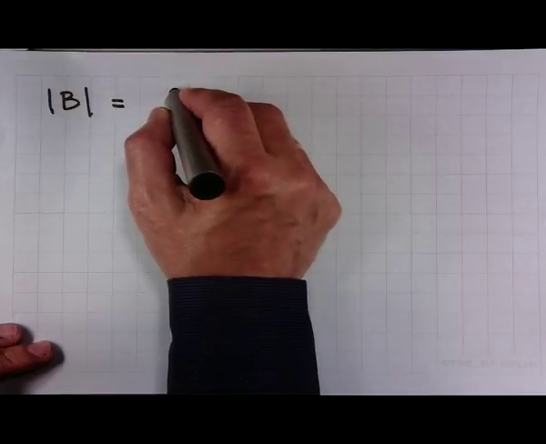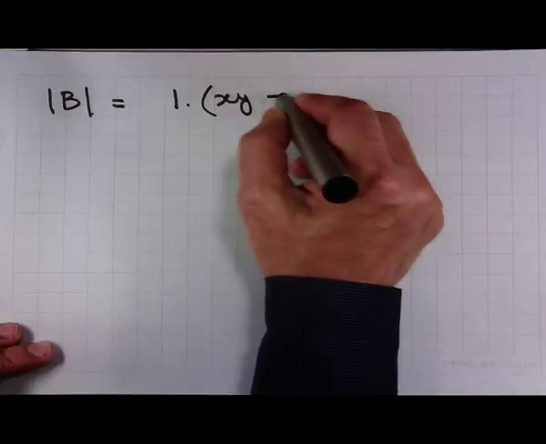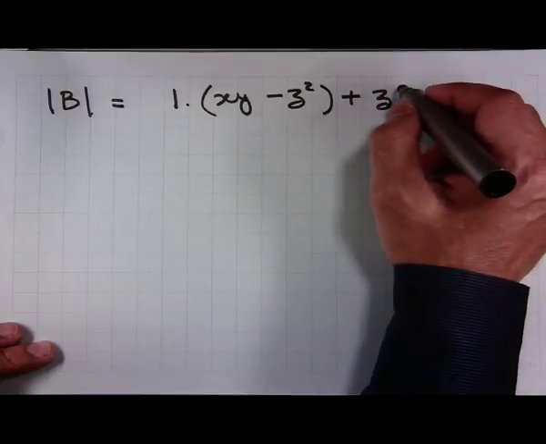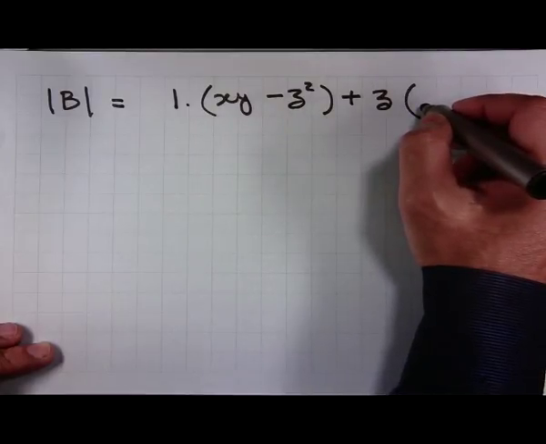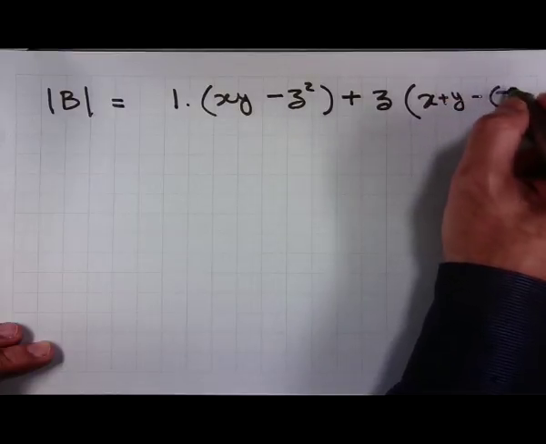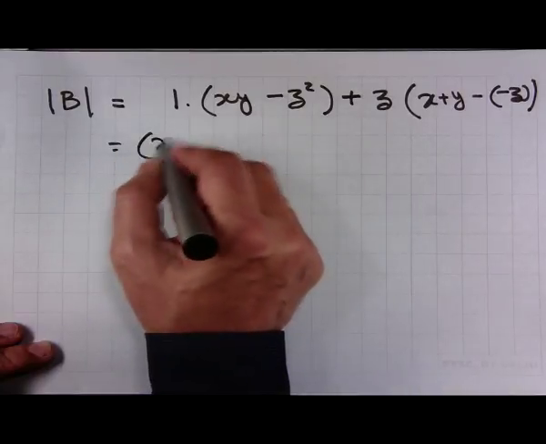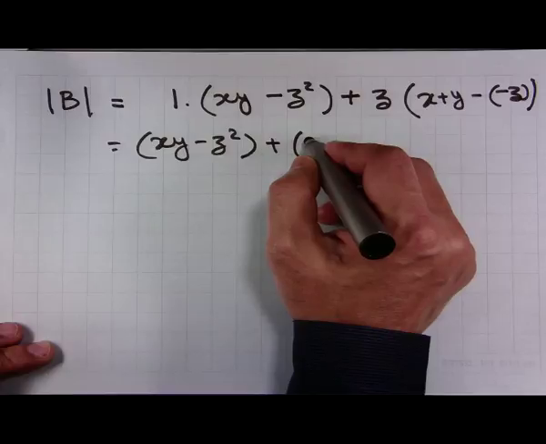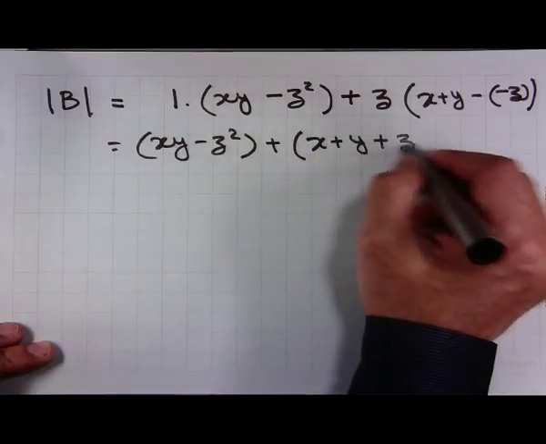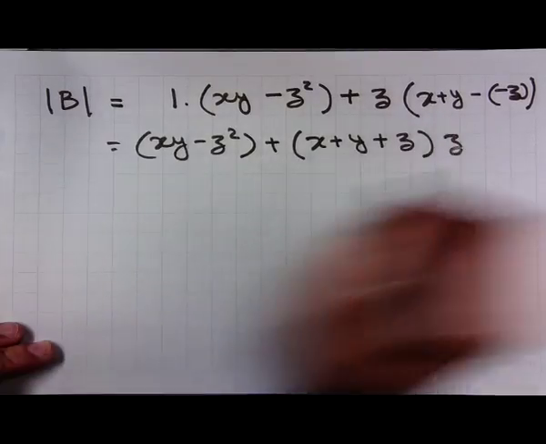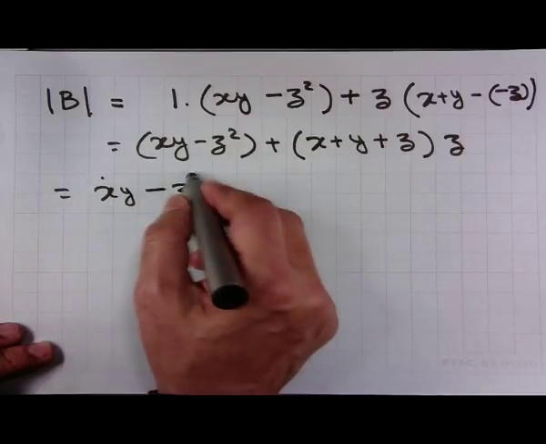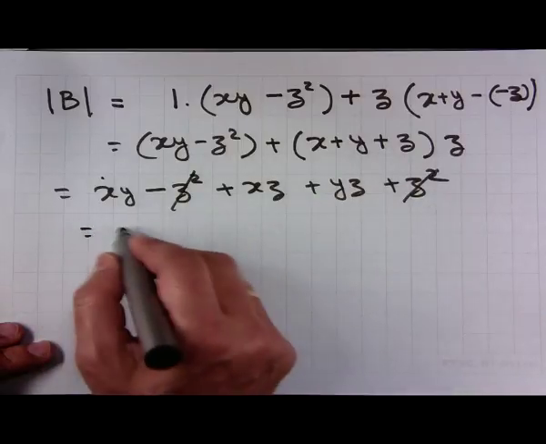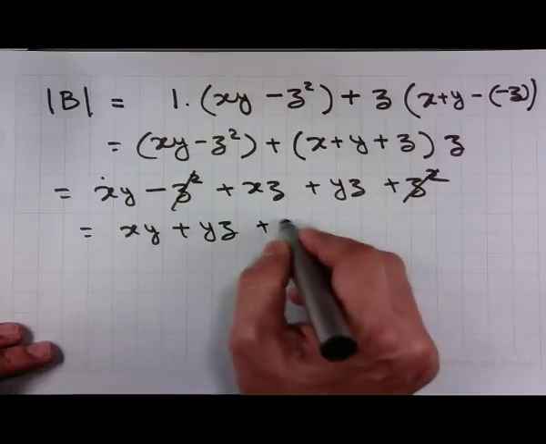So, if I expand along the first column, it is 1 into (xy minus z square) plus z into (x plus y) minus z, which is equal to xy minus z square plus (x plus y plus z) into z, which is equal to xy minus z square plus xz plus yz plus z square, and this cancels, which is equal to xy plus yz plus zx.